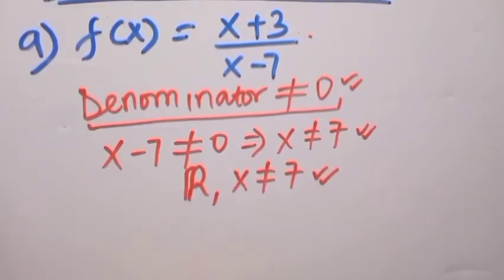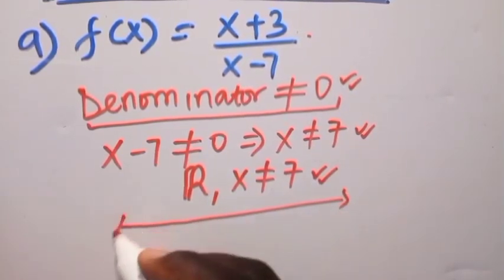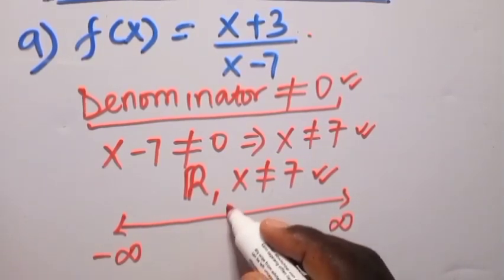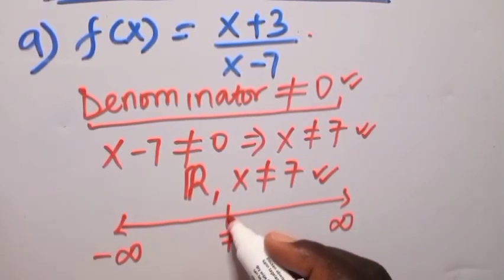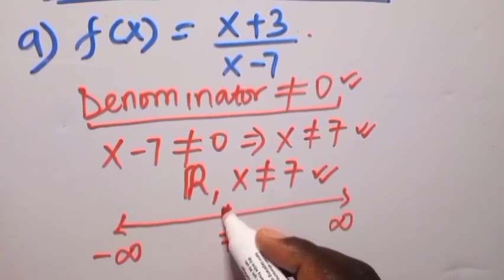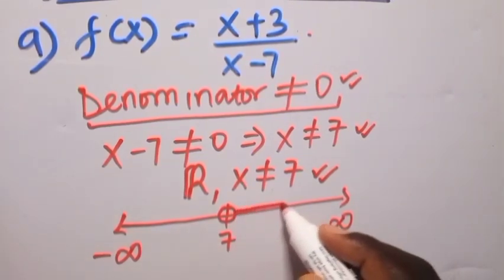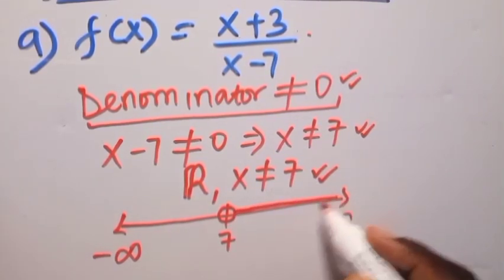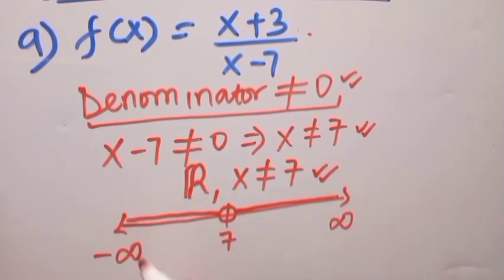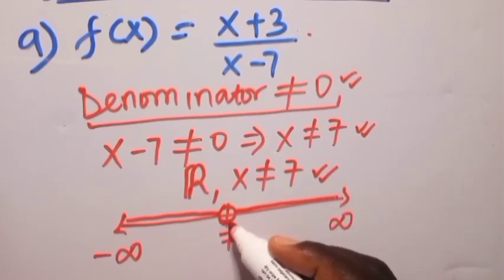When we represent it using a number line, this is a number line from negative infinity to positive infinity, and then we have 7. Since 7 is excluded, we circle 7. Then we shade all the values that are greater than 7 and those that are less than 7. That means 7 is not included.